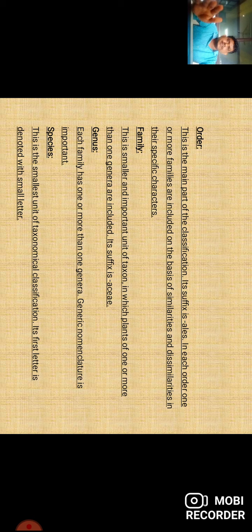Earlier you studied how the suffix is used for family. Then genus: each family has one or more genera. Generic nomenclature is important, so that is the genus. Then species is the smallest unit of taxonomical classification. Its first letter is denoted by a small letter.